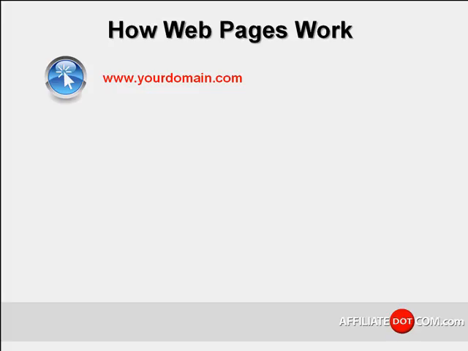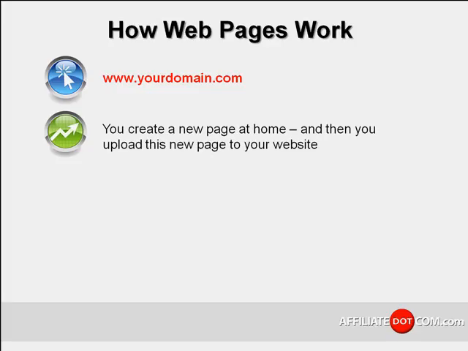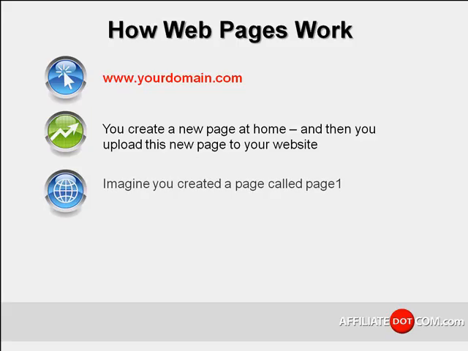So what we do is we're sitting at home in front of our computer and we create a page at home. Now, whatever it is that you use to create your page, and again, I'll be coming onto that in the next few videos, you can name your page whatever you want. So you could call your page page 1, page 2, page 3, etc. Then when you've created a page at home, you upload it to your hosting company, and then it will appear on the web. Now let's imagine that you've created a page at home and you have called it page 1.